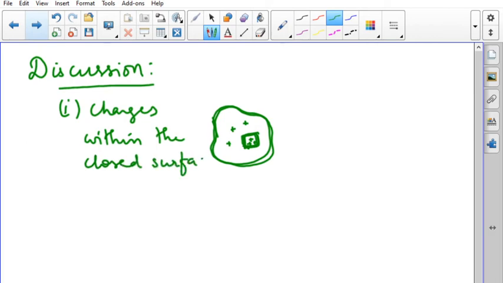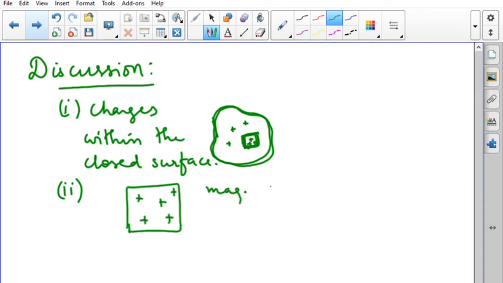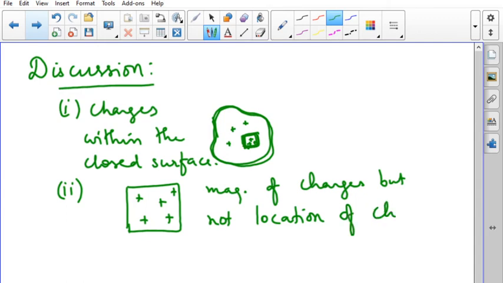Because a Gaussian surface is an imaginary closed surface, we have to consider the charges that are within the closed surface. The second one is the total electric flux is independent of the location of the charges inside the closed surface. Within the closed surface, the charges may locate anywhere. So we have to consider the magnitude of charges, but not the location of the charges. It may locate anywhere, so we need not consider the location of the charges.